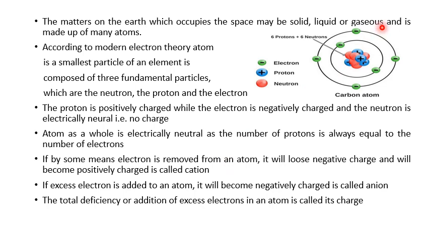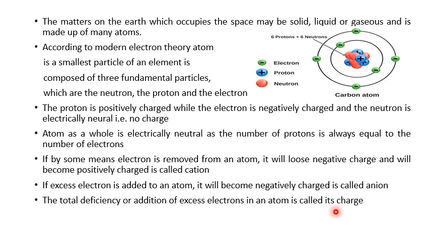So if by some means you remove the negative charges, that is, if you remove the electrons from the atom, then the atom becomes positively charged, and it is called a cation. If excess electrons are added to an atom, it will become negatively charged. That is called an anion. The total deficiency or addition of excess electrons in an atom is called its charge.